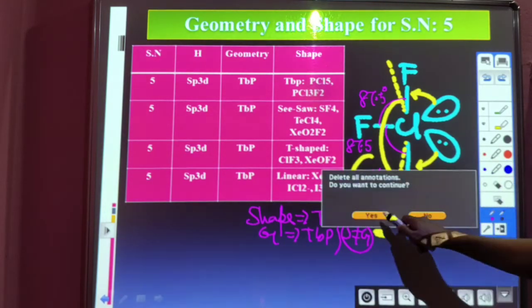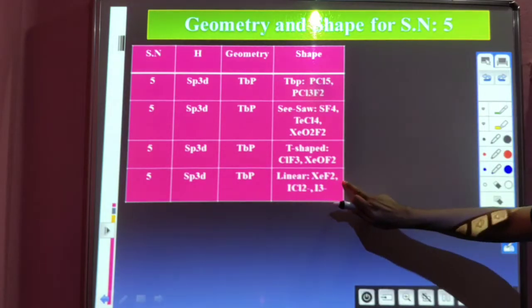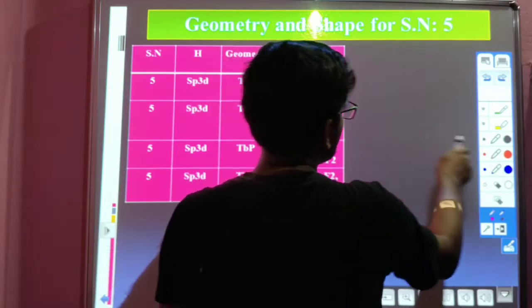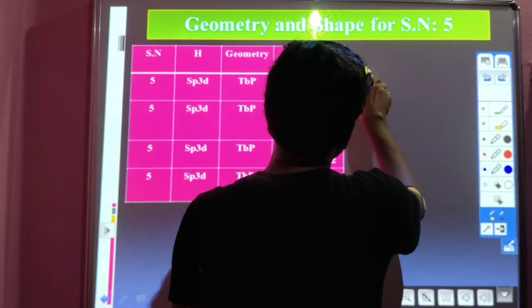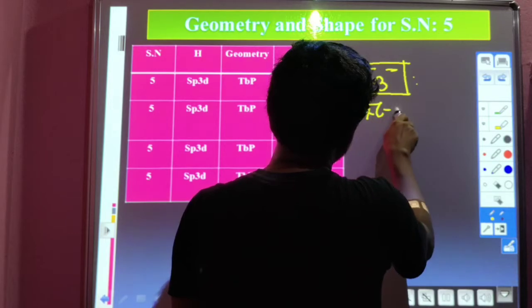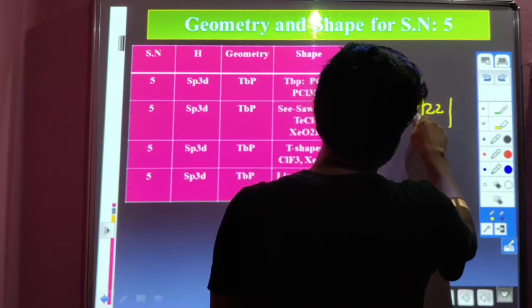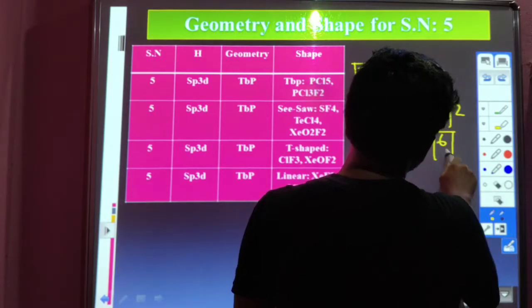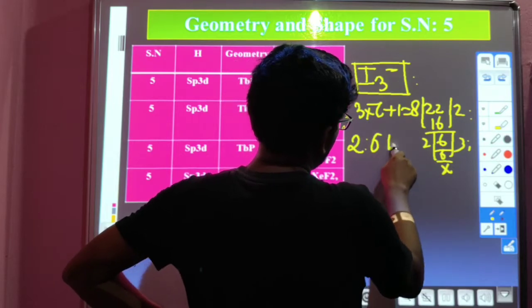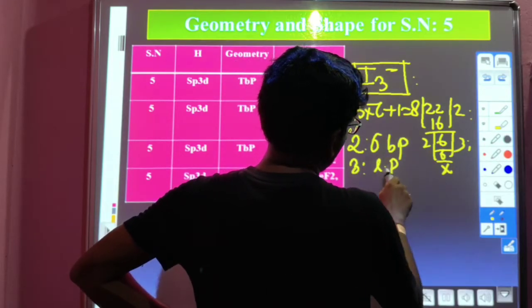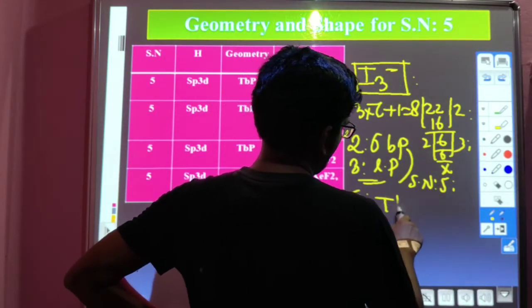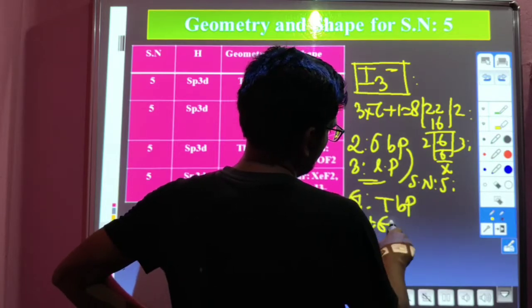Next one. XeF2 also, and I3 minus, anything. Draw I3 minus. Three multiplied by 7 plus 1, that is 22. 8 2s are 16, 6, 2, 3, 6. So 2 sigma bond pairs and 3 lone pairs. So steric number 5, geometry trigonal bipyramidal, shape is not equal to geometry.